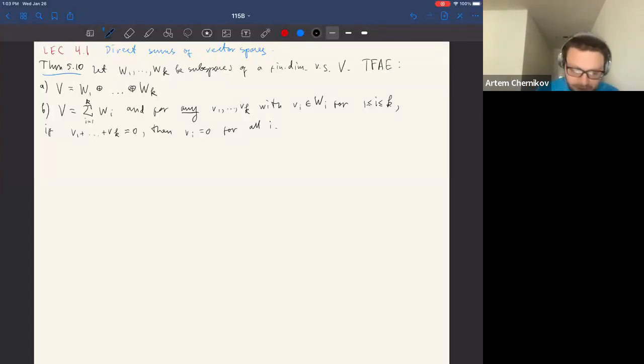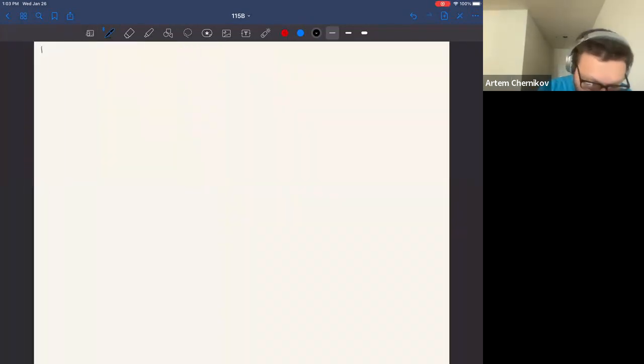And last time we finished by proving that A implies B. So I'm going to do proofs on a separate page. A implies B we have already proved last time.